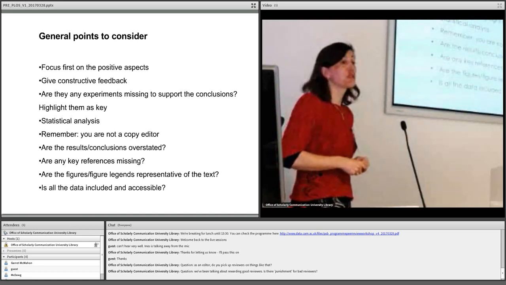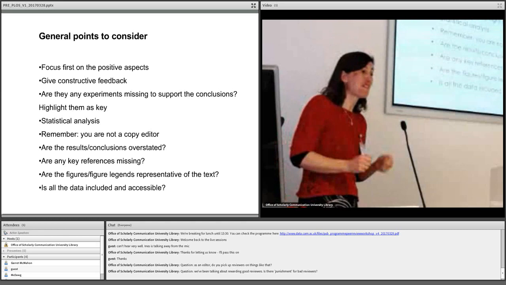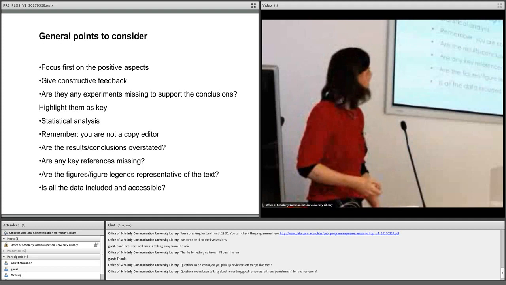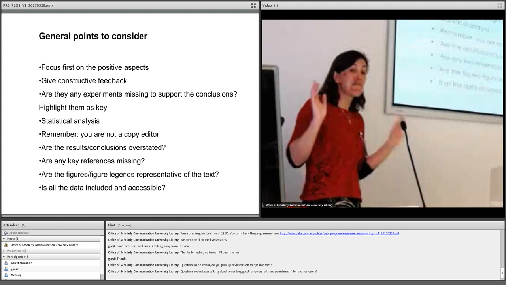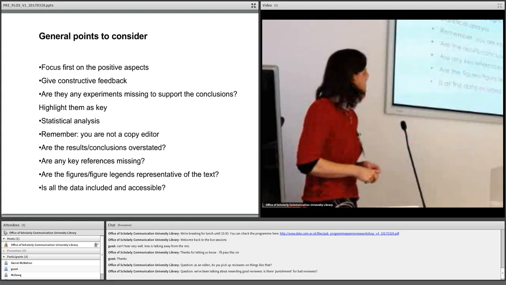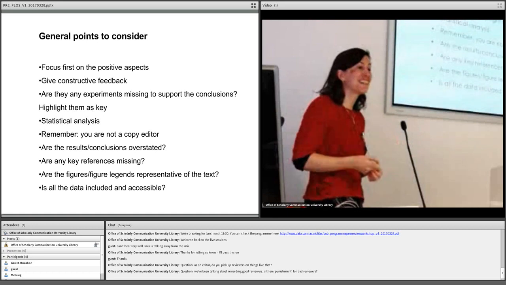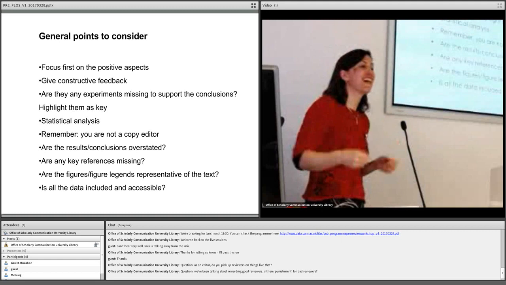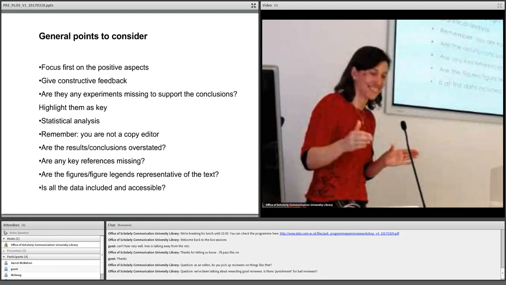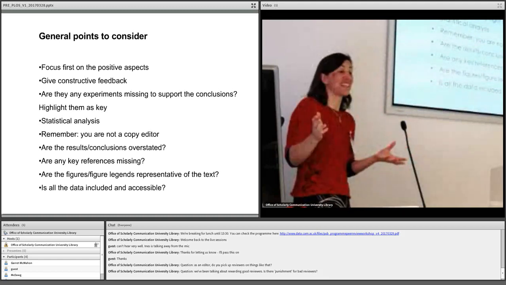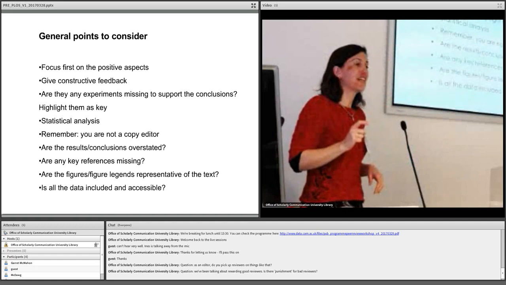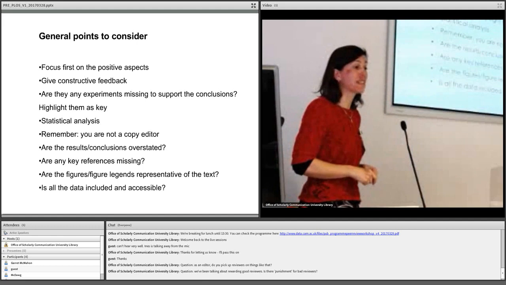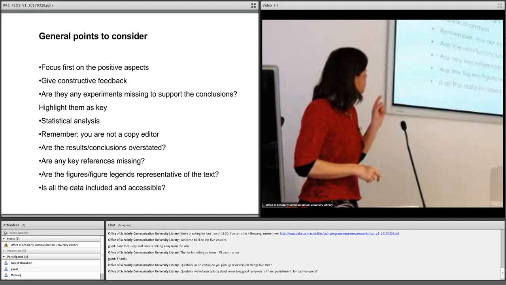Are there results or conclusions overstated? That's a very, very common thing in papers, even the ones that are published in Nature and Science. There are amazing writers among scientists who manage to bluff their way. They are very skillful in saying, I am showing this, and you don't realize, but they don't show what they are saying. So you should check that. Are they actually showing experiments supporting this statement? If not, you have to point it out.